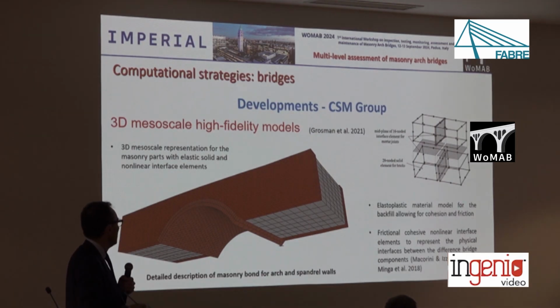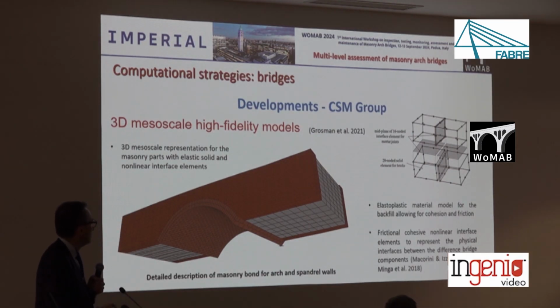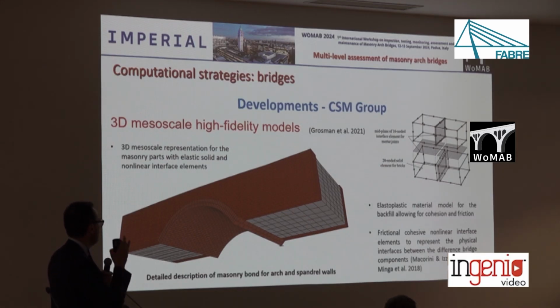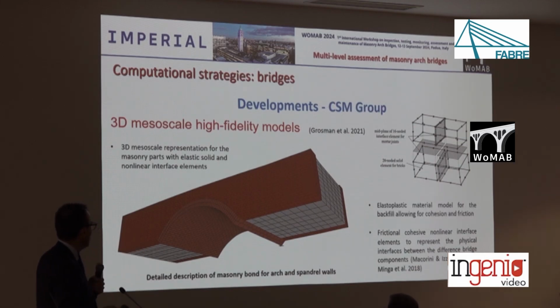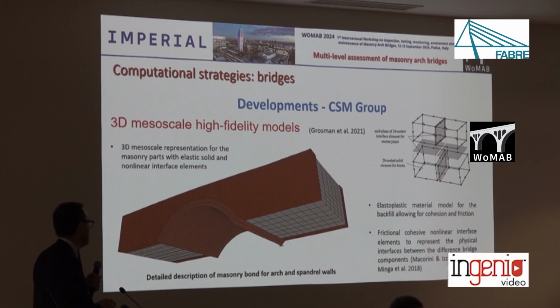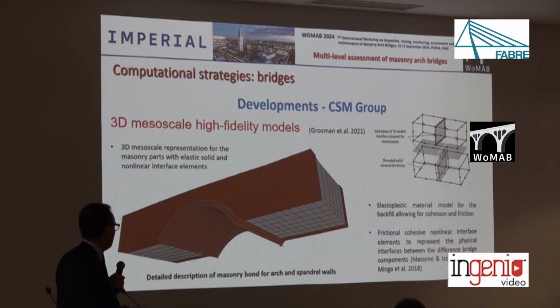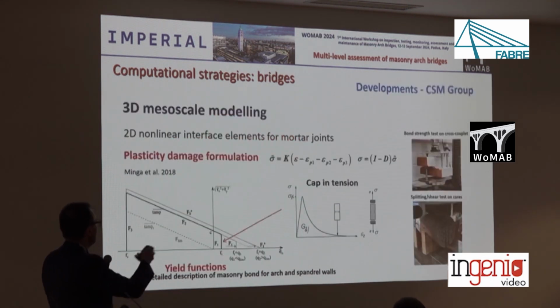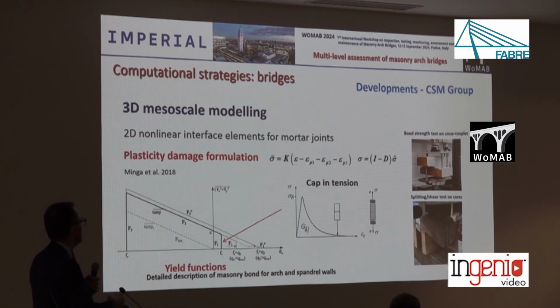The masonry parts are represented by a mesoscale method, which enables a precise representation of masonry bonds for the different parts: arches, spandrel walls. The backfill is modeled as a continuum model, allowing for the frictional and cohesive characteristics of the material, and the physical interfaces between the different parts are modeled using nonlinear interfaces. So this is well established in the literature.